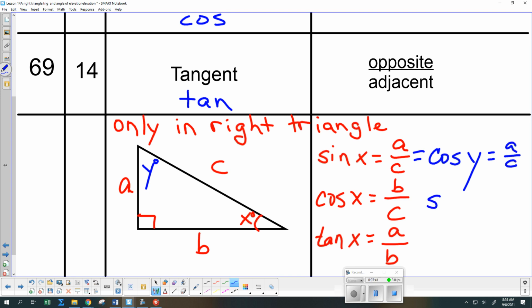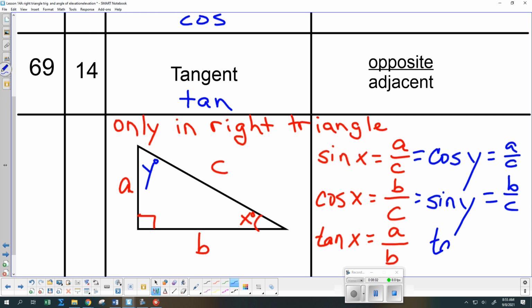Now let's do the sine of Y. So sine is opposite over hypotenuse. Cain, what letters do I get for sine of Y? Opposite from Y is B, so B over C, and that's the same thing that I had for the cosine of the first angle. And now it's the sine of the second angle.